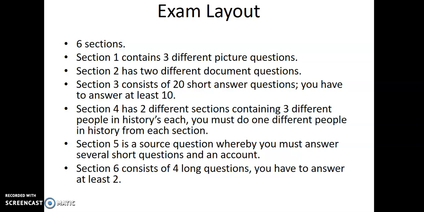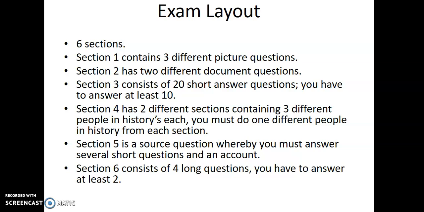And there'll be 2 different sections containing 3 people in history each. And you must do 1 people in history from section A and 1 from section B. And again, that's a mixture of first, second, and third year stuff. Section 5 is predominantly second year stuff, but again, it's our first long question, which consists of several short questions and an account that you have to do.